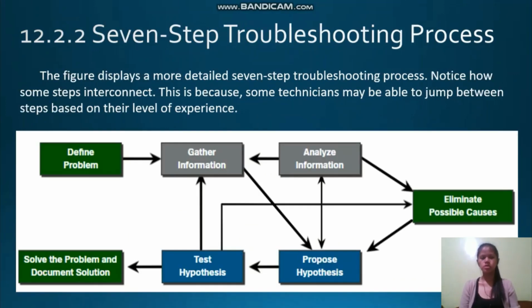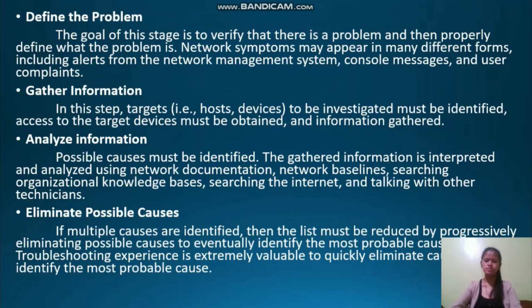7-step troubleshooting process. The figure displays a more detailed 7-step troubleshooting process. Notice how some steps interconnect. This is because some technicians may be able to jump between steps based on their level of experience. So, these are define problems, gather information, analyze information, eliminate possible causes, propose hypotheses, test hypotheses, and solve the problem and document solution. So, let's define it individually.